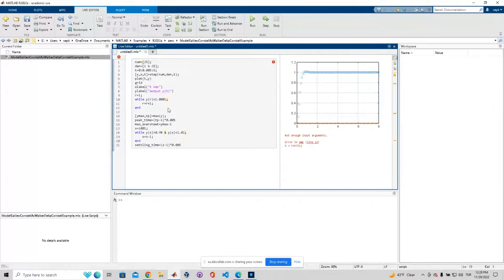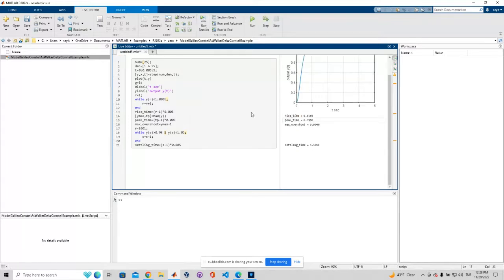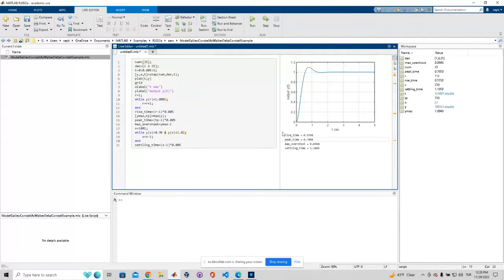Yeah, let's define our rise time here. For the rise time, our formula was r minus 1 times, again, our time frame 0.005. Yep, okay. Now let's run our section. Okay, as you can see, we define our rise time.